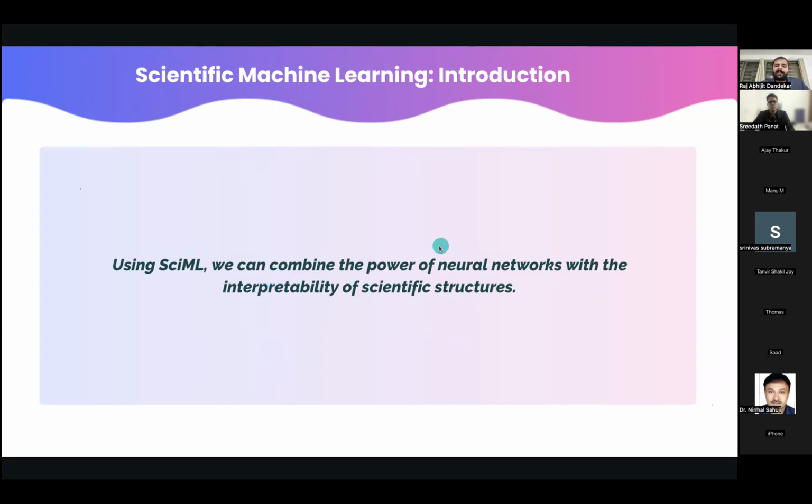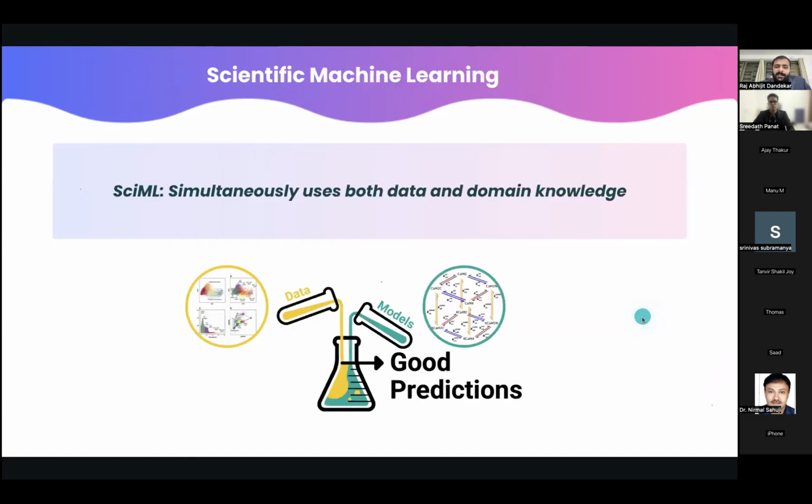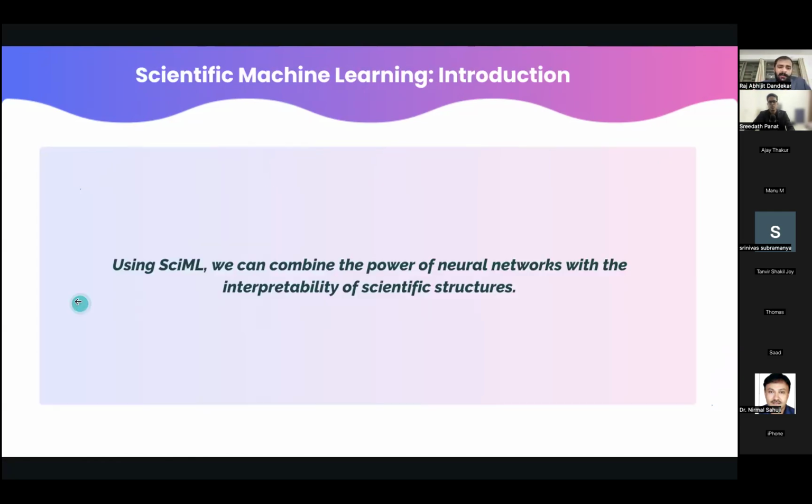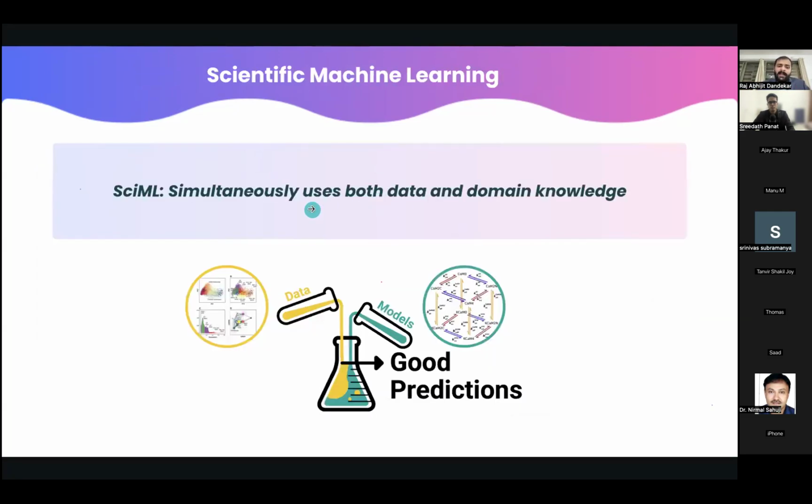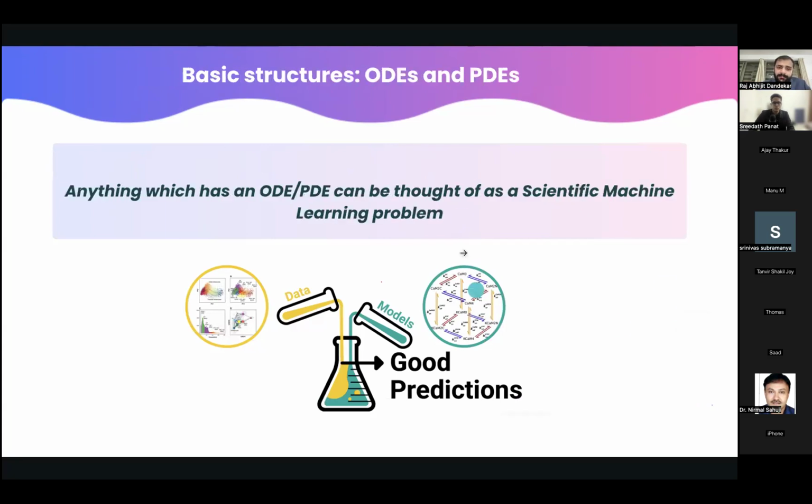You might be thinking, what are scientific structures, right? I'll come to it later, but right now, just to explain this, scientific structures are ordinary differential equations or partial differential equations. At the heart of it, scientific machine learning is just combining ODEs or PDEs with neural networks. My advisor at MIT, Dr. Chris Rackauckas, defined scientific ML as that branch which uses both data as well as domain knowledge.